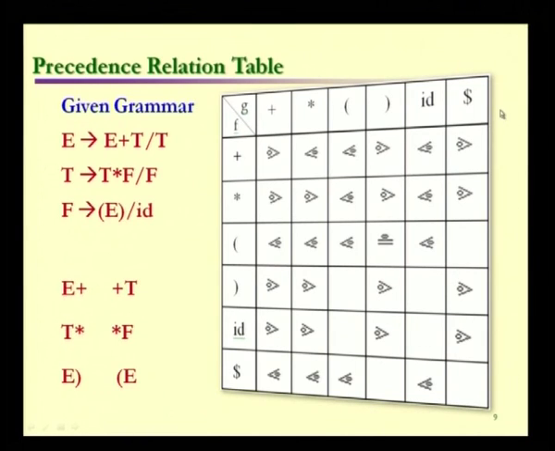And dollar with dollar is undefined, since dollar and dollar will denote an empty string. An expression cannot be empty. A string can be empty, but an expression cannot be empty. So, there is no point in defining a relationship between dollar and dollar. So, this is how we are constructing the precedence relation.